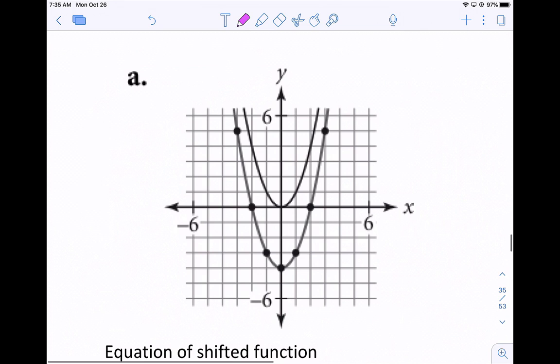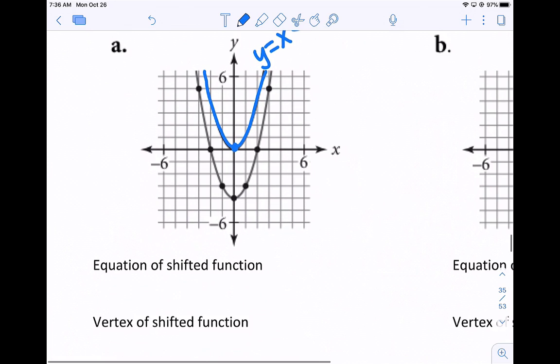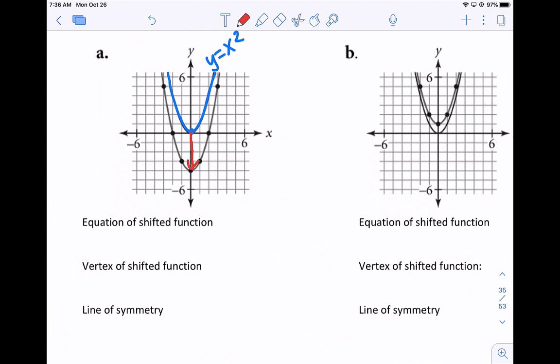So our parent function, I'll just make it blue here. Here's our parent function, the one that we just drew. That's y equals x squared. There's your vertex at 0, 0. Let's come up with a graph of the shifted function. It looks like this graph just moves down, and it looks like it moves down 1, 2, 3, 4. So I'm going to guess that my equation will be x squared, and then down 4 is minus 4 outside the parentheses. So let's test it.